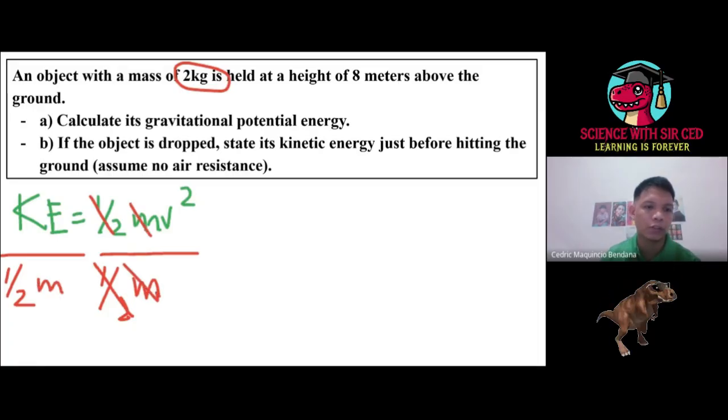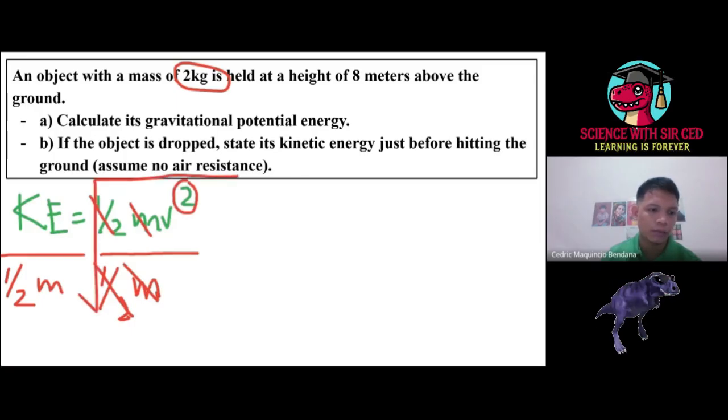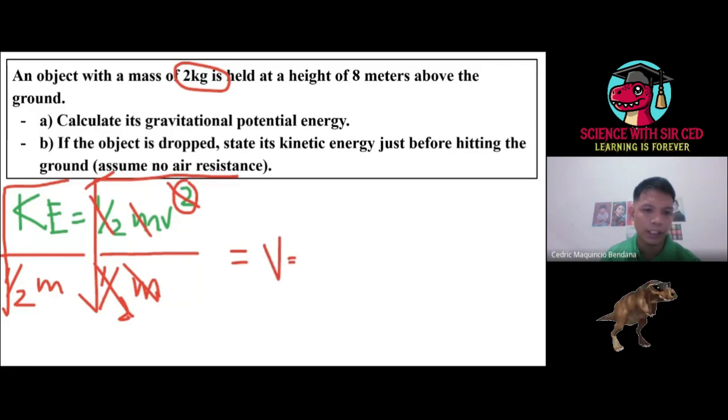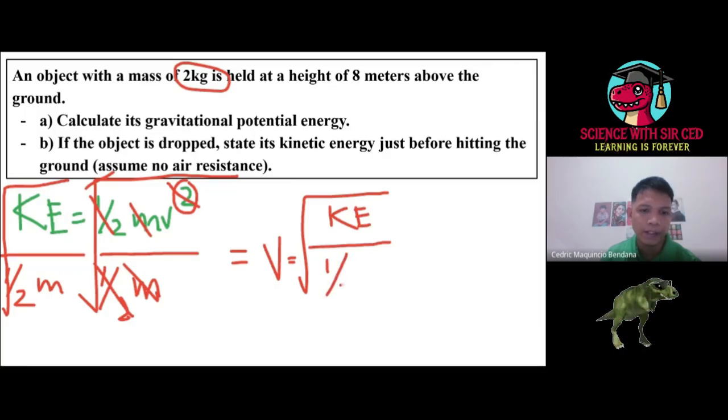Now, we are going to cancel out the square. So we put square root here, and we put square root here, making this square cancel. So we will be having a formula. Velocity is equivalent to square root of KE divided by 1/2 mass.